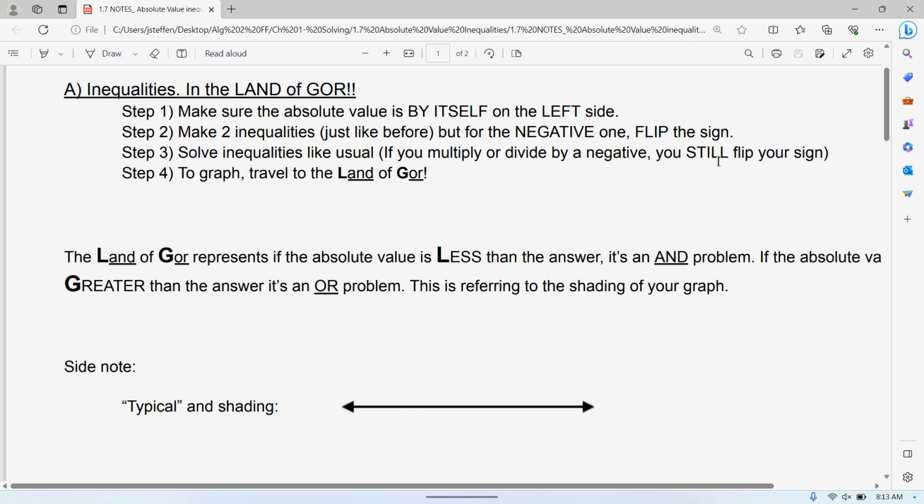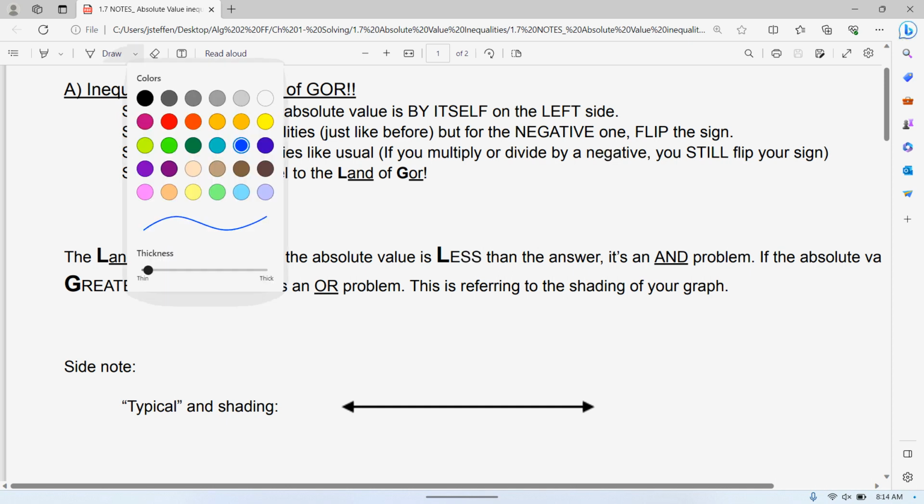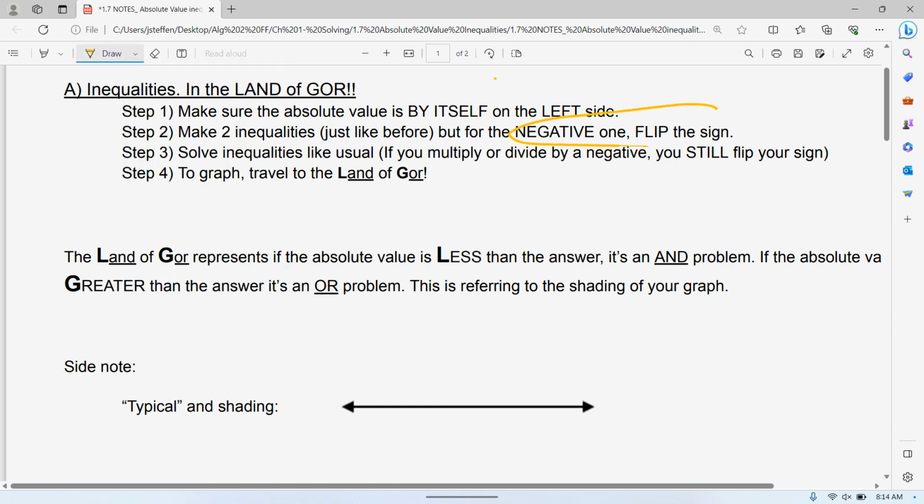Step 2, make two inequalities just like we did before, where we have a positive answer and a negative answer. But the biggest thing that a lot of people forget is you have to flip your sign with your negative answer, just like when you divide by a negative. I would love to go into why you have to do that, but if you are curious, just experiment and see what happens when you don't. That's going to be better than me explaining, and it's going to waste less class time.